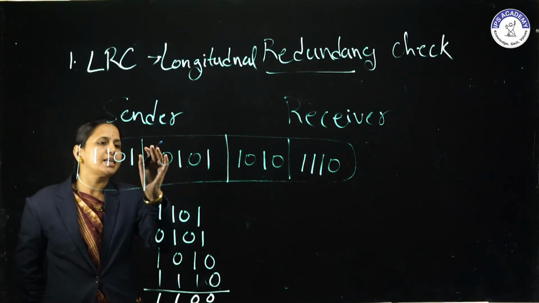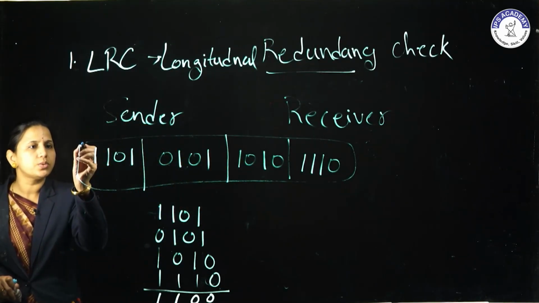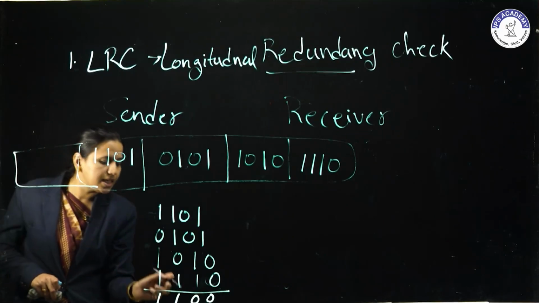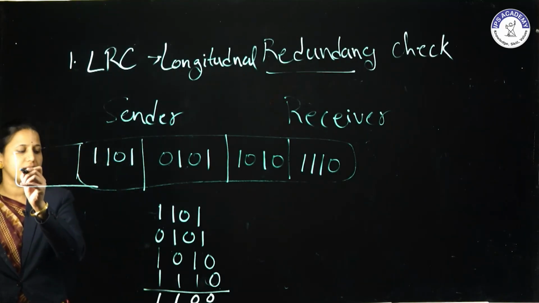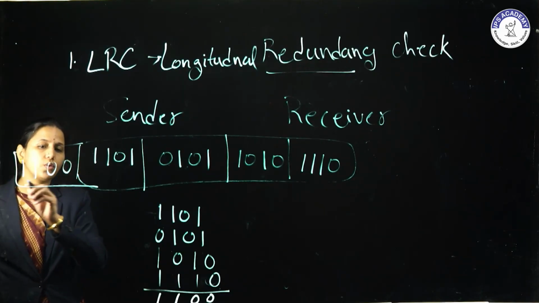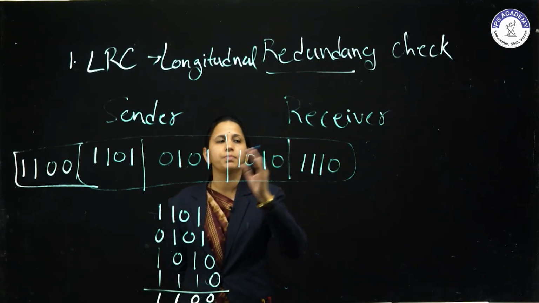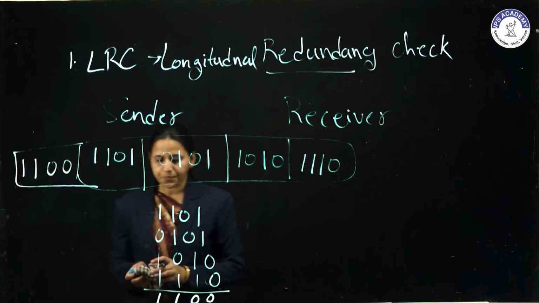Whenever the sender sends this data for transmission, the sender adds this LRC as the redundancy bit. This LRC is 1100. Now this is the complete data which the sender can send from one place to another place.